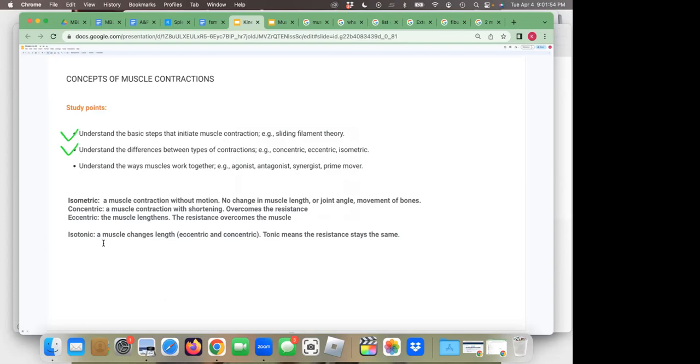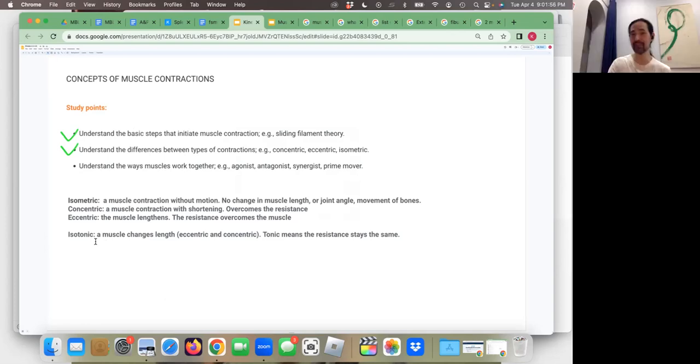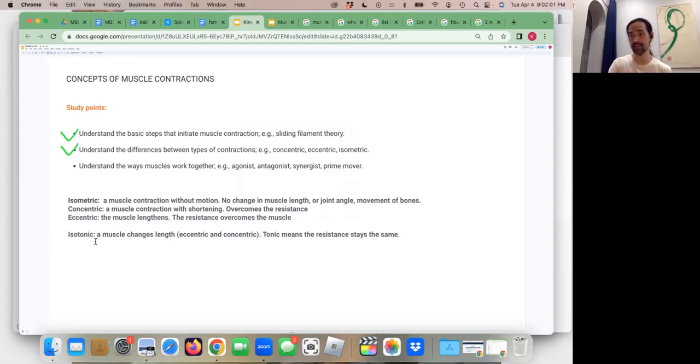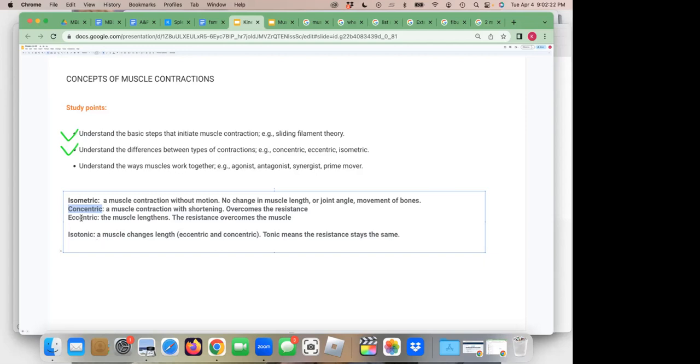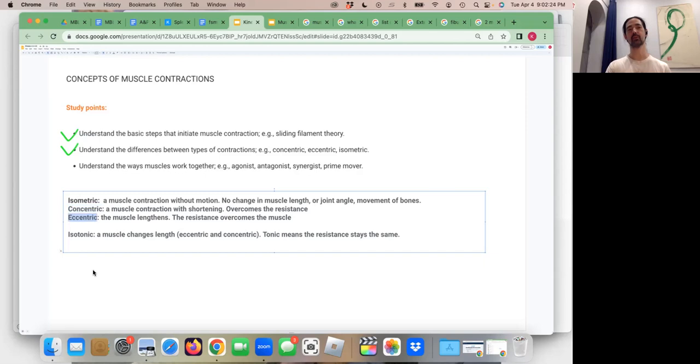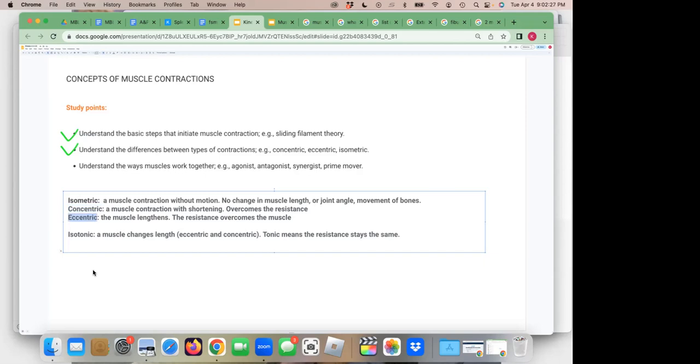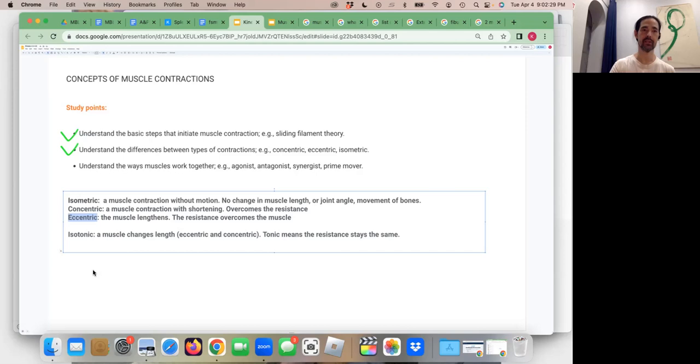So the synergist is the one that helps. The synergist is the helper muscle, right? Like the peroneals on the side of the leg might be a synergist for the tibialis anterior, or for the gastrocs. And remember, the agonist does what kind of contraction? Concentric, always. And the antagonist does eccentric. All right.